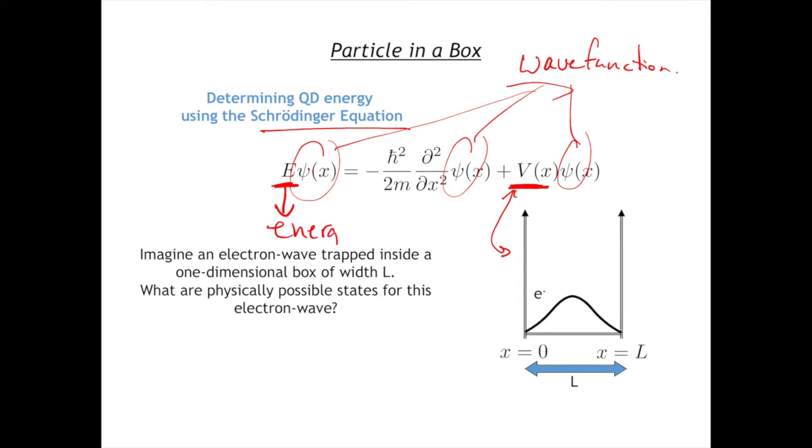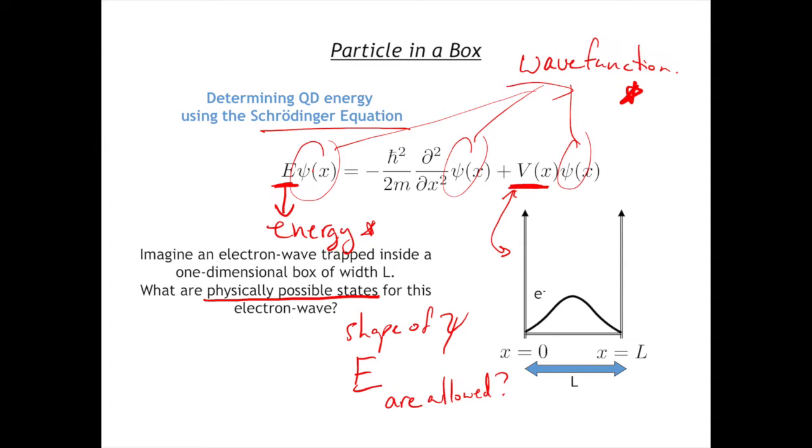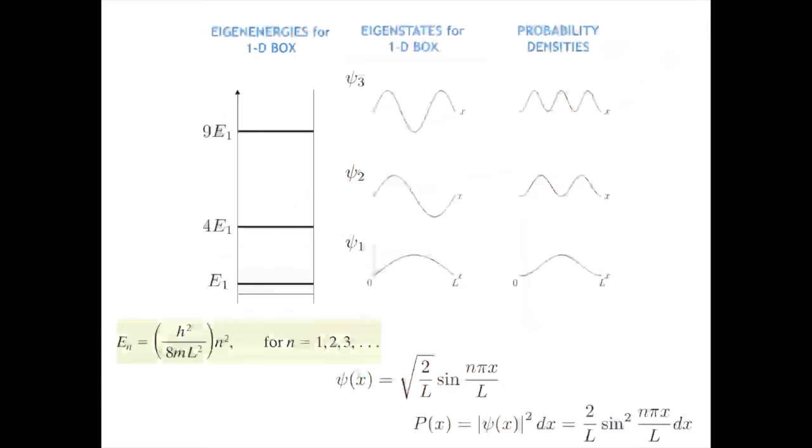One thing that's going to be important is energy, right? The solutions tell us not only the shape of the wave function, but also the energy of the electrons, or the allowed energy of the electrons. Right, what are the physically possible states? What shape of psi is allowed, and what energies are allowed? Are physically allowed, because there are some of them that are not allowed. So we're going to jump to our solutions here.